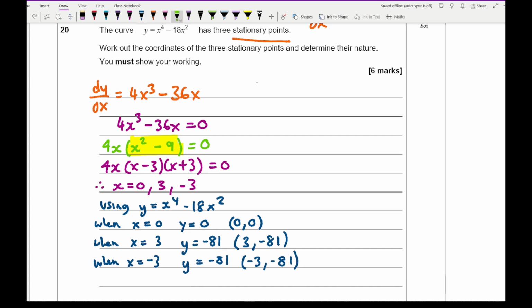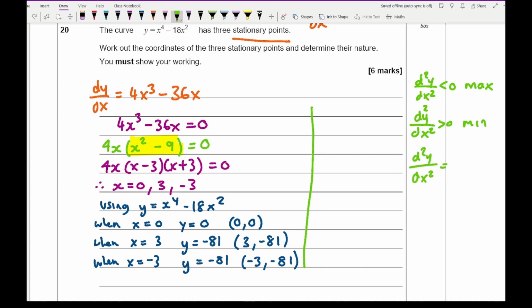Now all that's left for us to do is to find the nature of those. So to find the nature of the stationary point, when we find the second derivative, if it's less than 0, it's going to be a maximum point. If it's greater than 0, it's going to be a minimum, and if on the off chance it's equal to 0, then it's going to be a point of inflection.